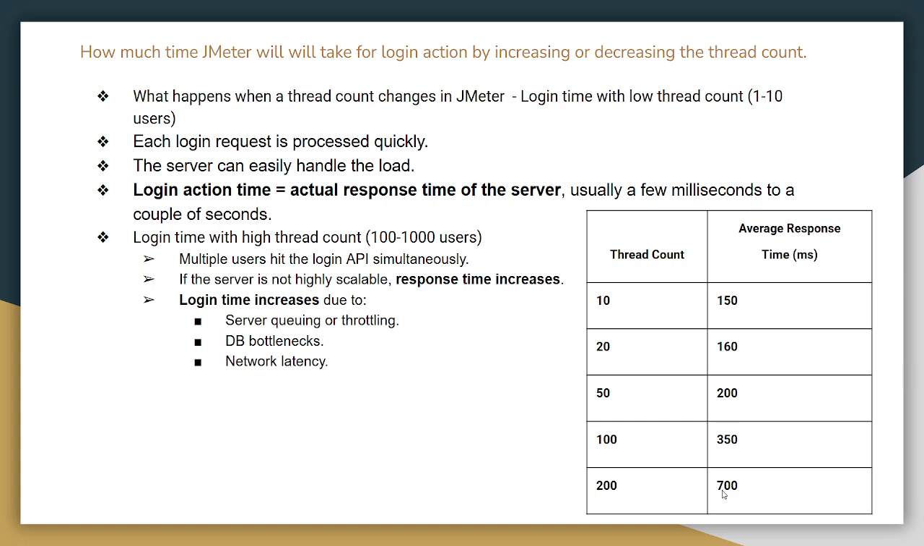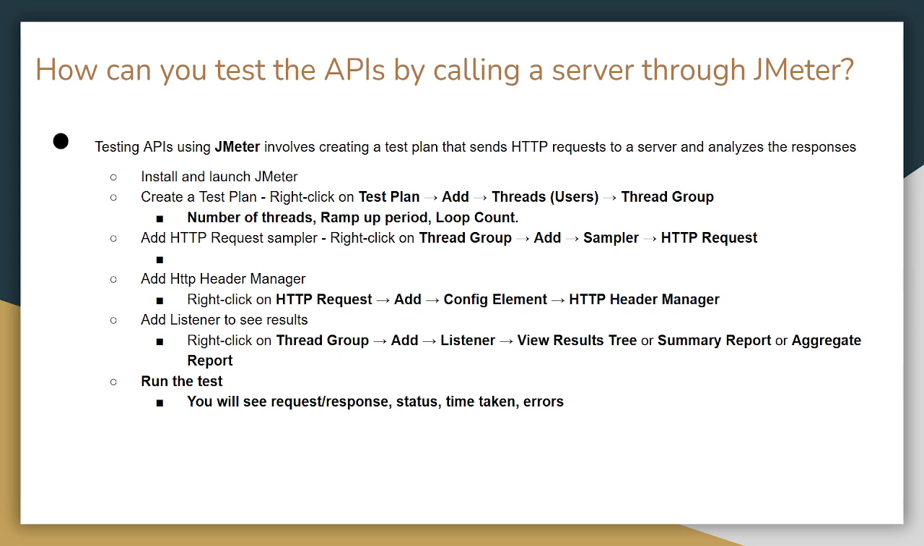Okay, next question: how can you test an API by calling a server through JMeter? The answer is, testing an API using JMeter involves creating a test plan that sends an HTTP request to a server and analyzes the response.